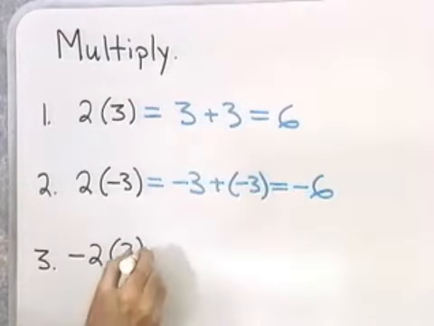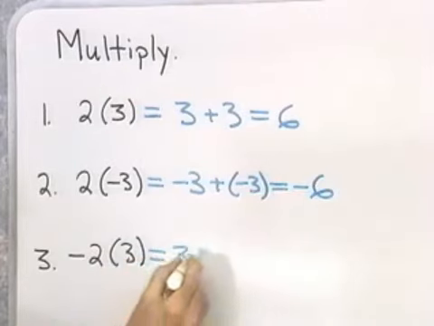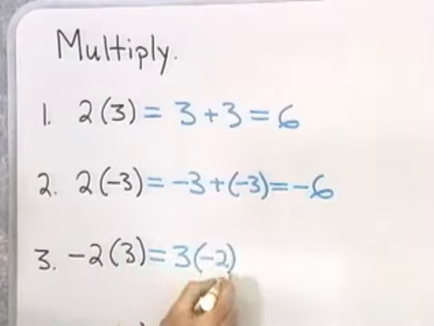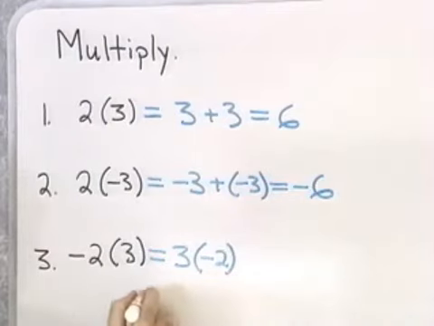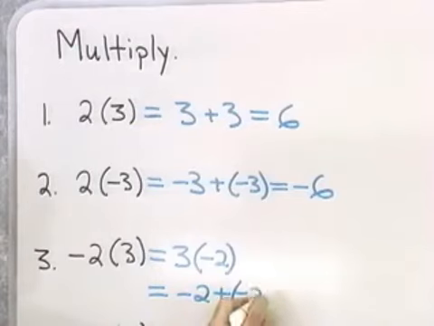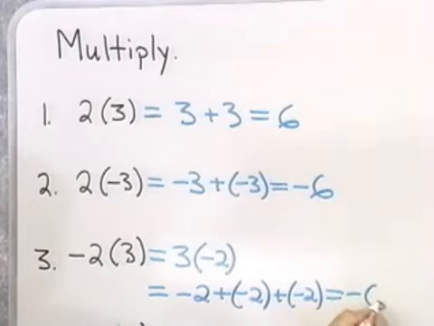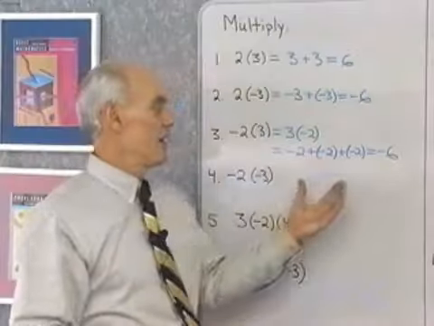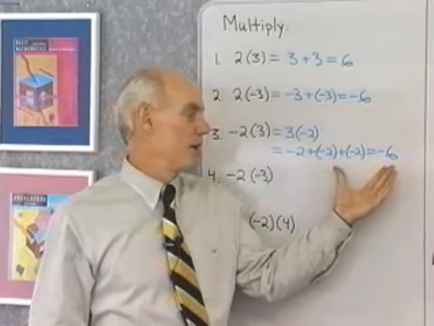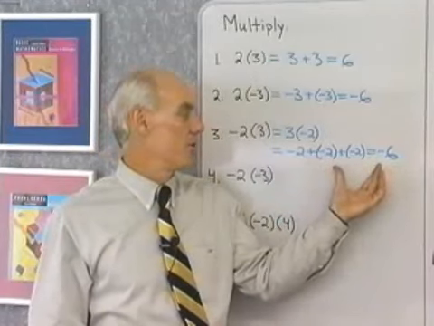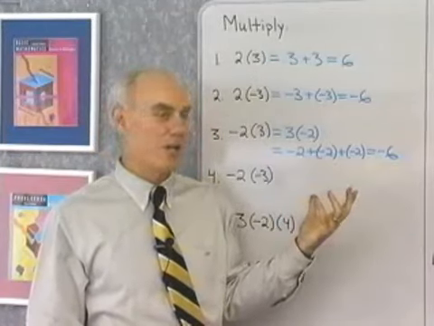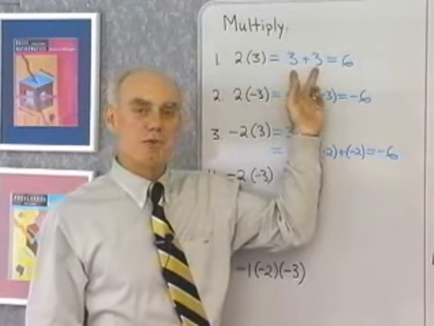Negative 2 times 3, I'll solve that problem by using the commutative property of multiplication to rewrite this as 3 times negative 2. Now that's negative 2 plus negative 2 plus negative 2. And when I add those three negative 2's up, I also get negative 6. So you see, I can justify this rule I have for multiplying positive and negative numbers simply by going back to the definition for what multiplication is. That multiplication is repeated addition.